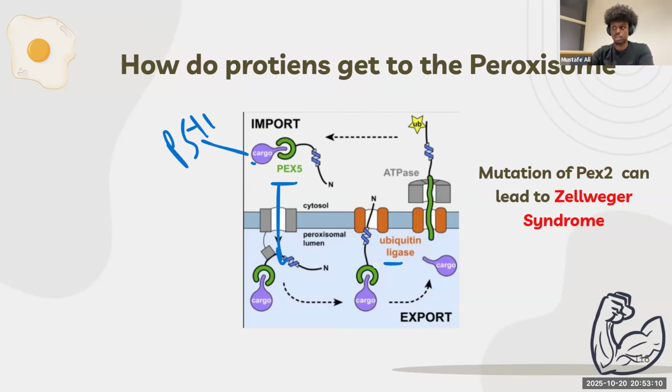Very similar to how proteins get into the nucleus. There is the signal that is present on the protein called PST1. This signal is bound onto by PEX5. PEX5 takes it into the cell, or into the peroxisome, sorry. Once it takes it into the peroxisome, there is another enzyme called ubiquitin ligase, which breaks it off and takes it out. Does this process make sense?